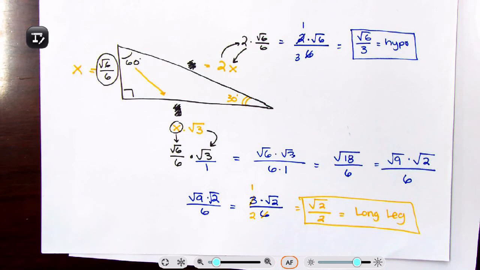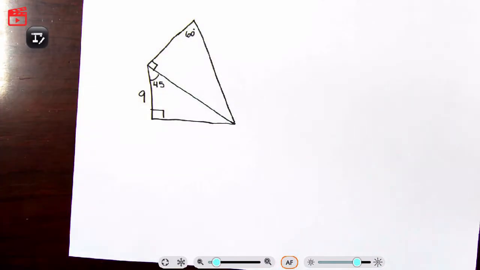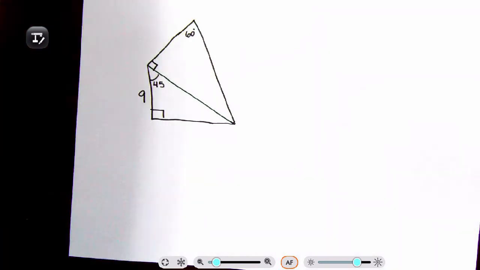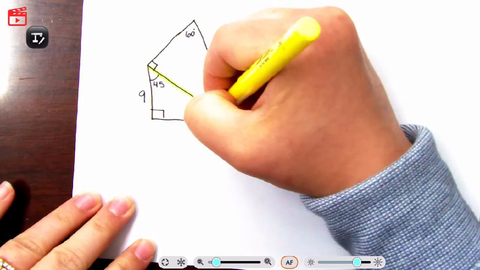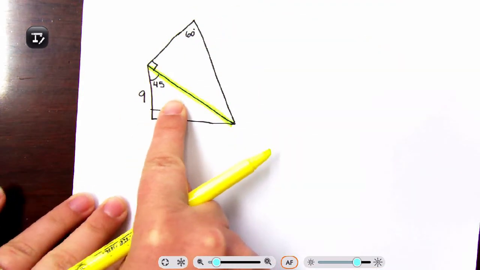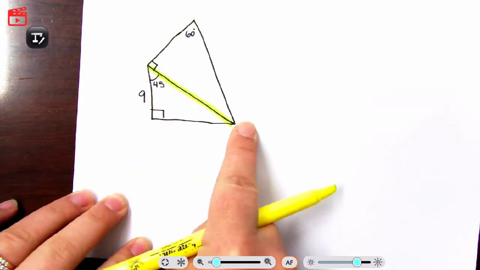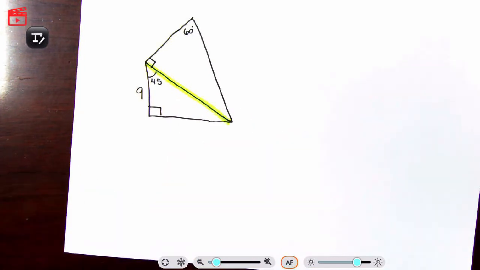All right, and so that was our 30, 60, 90 triangles, 2 examples on that. Now the next example we're going to do is a challenge example. So they have given us 2 triangles and they're asking us to solve the triangle. So it's kind of like having 2 separate ones, but they're attached. One thing to notice is that they do have a shared side. So the hypotenuse of the 45 triangle is the long leg of the 30, 60, 90 triangle.